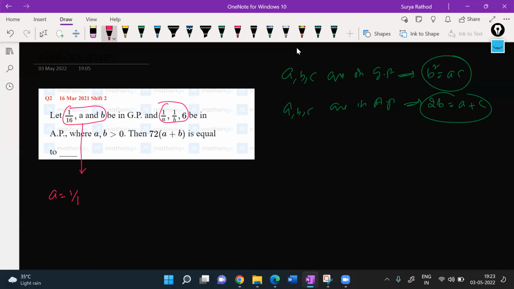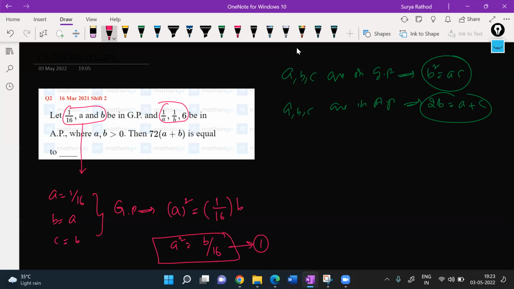a is 1/16, b is equal to a, c is equal to b. So these are in GP, geometric progression. Since they are in GP, what is the condition? b square is what? b is a, right? So a square is equal to ac. a value is what? 1/16 into b. So a square is equal to b/16. This is the condition I got. Let us consider it equation number 1.